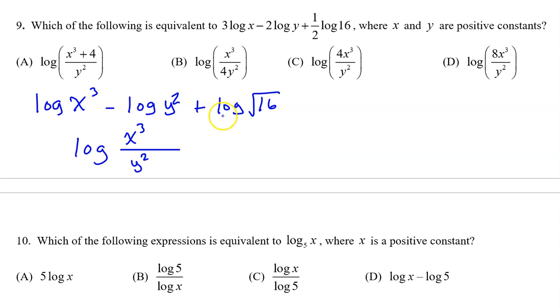The third term is positive, so whatever comes from this will be in the numerator. But the square root of 16 is 4, so I'm going to have a 4 in the numerator. I will go ahead and put that in the front. So I'm going to go ahead and start looking for the answer now. 4x to the third power over y squared. The answer is C.